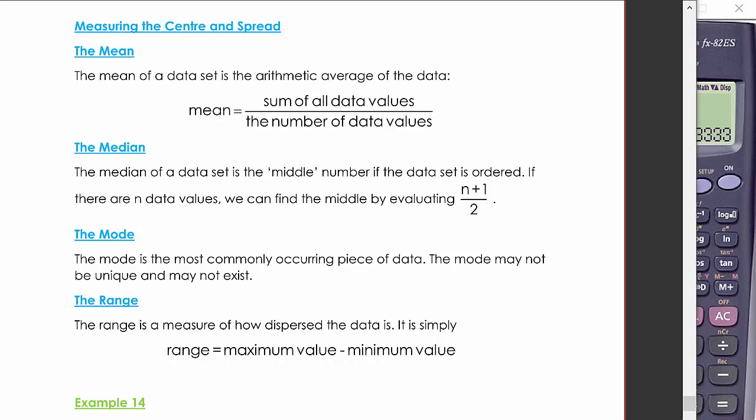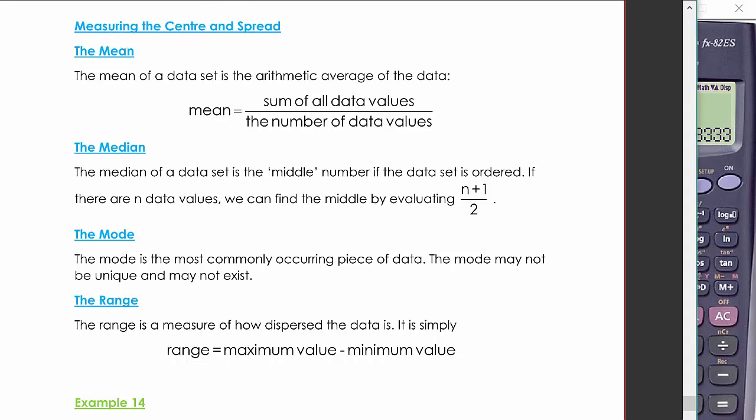When we have data sets, we could have potentially lots and lots of data values. So what we want to do is reduce those down to just a couple of numbers so that we can make much better sense of what the data actually looks like. And that brings us to the idea of measuring the center and spread.